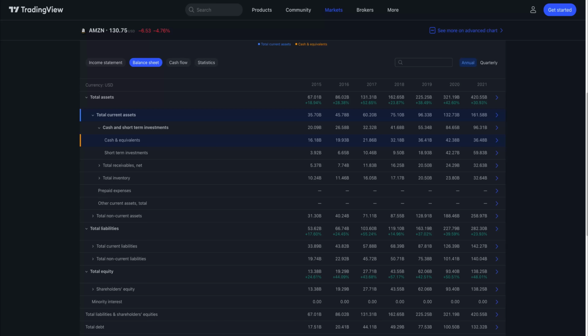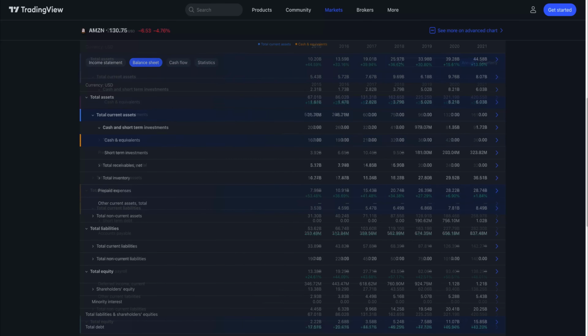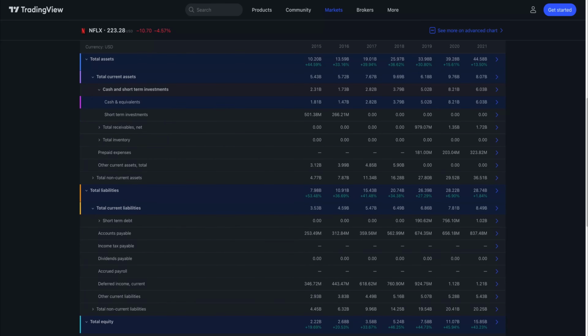Now that we're familiar with the balance sheet and the key points you need to focus on, let's check one company for practice. We will use Netflix as an example. Netflix has been a company that thrived the past decade, and their shareholders' equity grew exponentially from $2.2 billion to $15.8 billion, which, according to what we learned today, is a great thing.